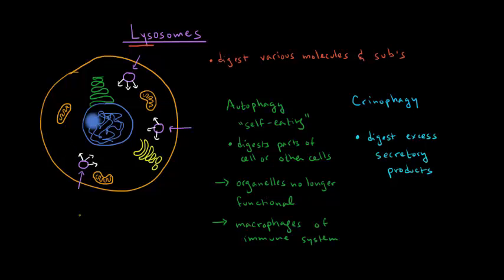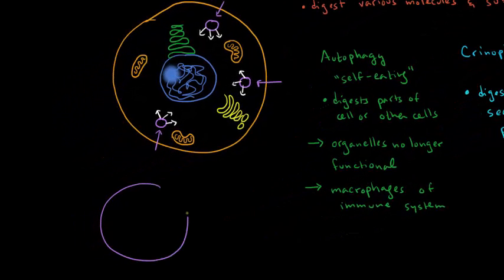What's the environment like in the lysosomes? Well, the enzymes in the lysosomes are known as acid hydrolases. And they're known as acid hydrolases because they require an acidic environment in order to work properly. So the pH inside a lysosome will be approximately 5. This acts as a safety mechanism for the cell.